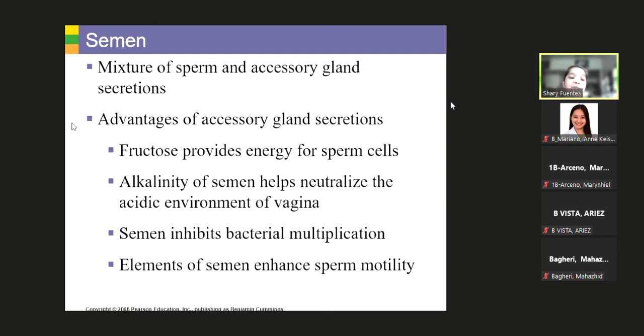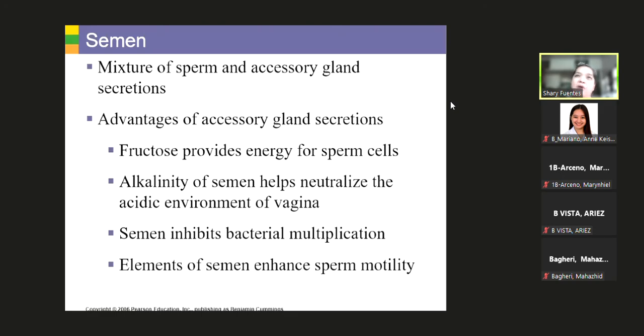So we have been here. Take note that the female vagina is actually acidic because it has a pH of about 3.5 to 4. Okay? And then ang pH naman ng semen is about mga 7.2 to 7.6. So that means to say, they will help in the neutralization. They will neutralize the acid in the vagina. Kasi kapag acidic ang environment, mamamatay si sperm. At the same time, before they die, they become sluggish in movement. Mabagal ang movement nila. Okay?